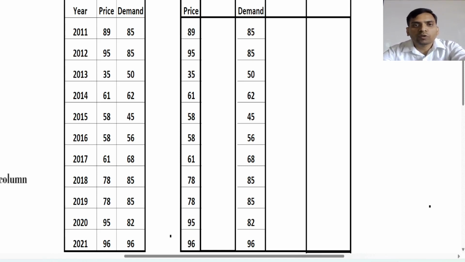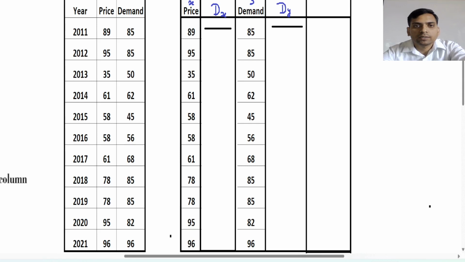Deviations for price, we are considering as dx. Suppose this column is x, and this column is y, then the deviation in demand we consider as dy. Now what is deviation? Deviation is change. For the first location, there is no change because there is no comparison. So the first quantity is considered blank. Now all the quantities are compared with the previous one.